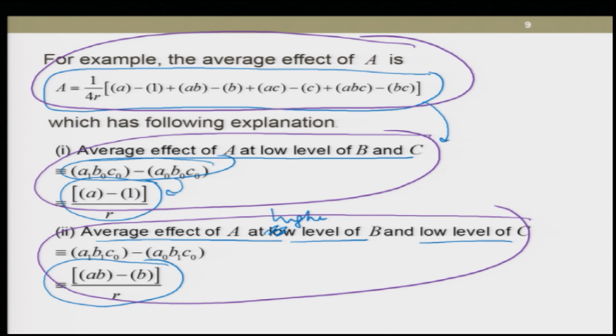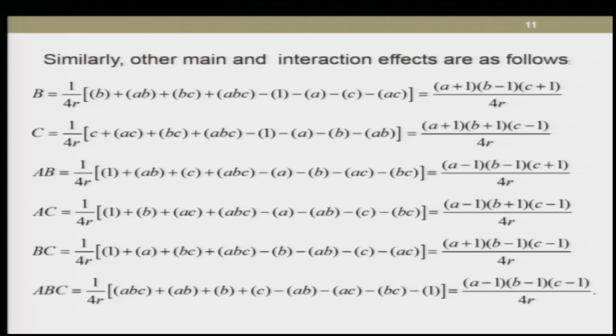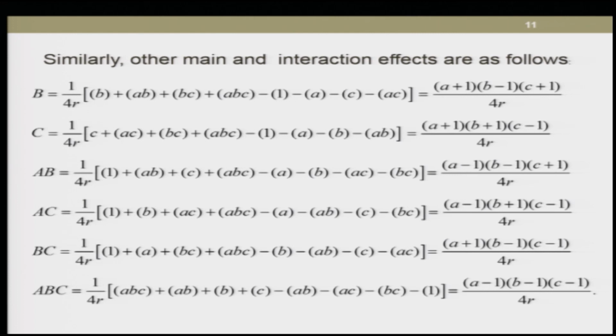So, you can see here that as soon as I am going from 2 square to 2 cube, the things are becoming a little bit difficult, and it is difficult for me to explain all the things as neatly as I could do in the case of 2 square factorial experiment. But now using the same thing here, this expression means A is equal to this expression which is here, I can write down the main effect of B, C and the interaction effect AB, BC and ABC directly.